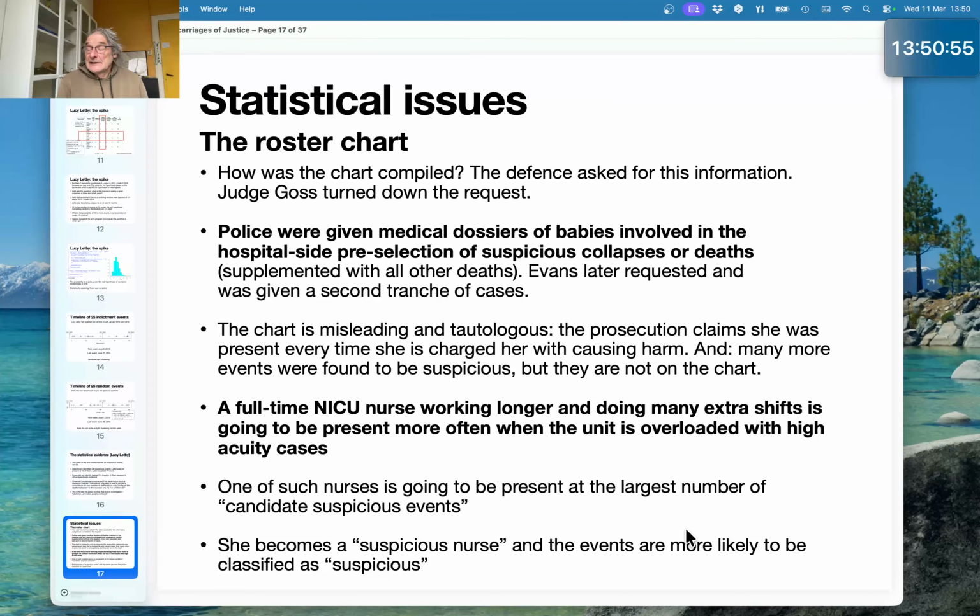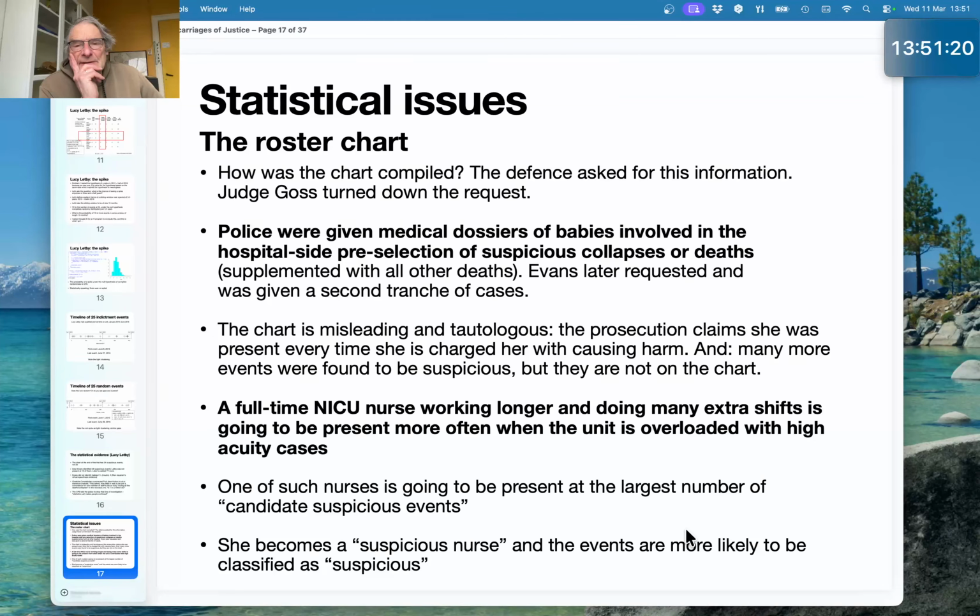Suspicious collapses or deaths, and they could please add to that medical dossiers of all other deaths, which kind of fattened up the stack of medical dossiers to go through. But it meant that Lucy Letby was a little bit better hidden.